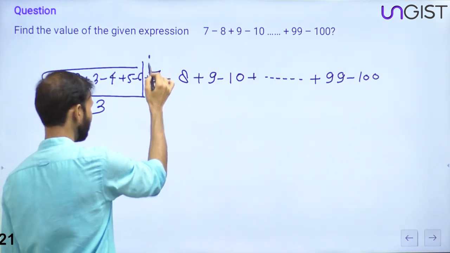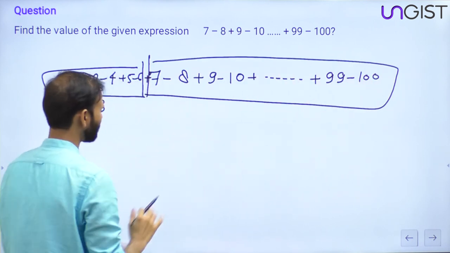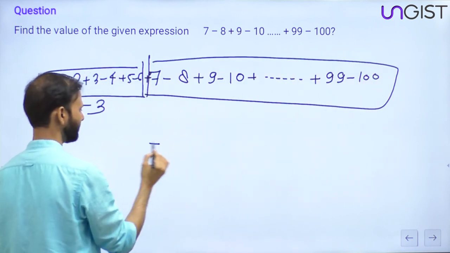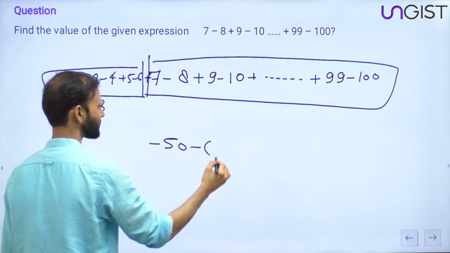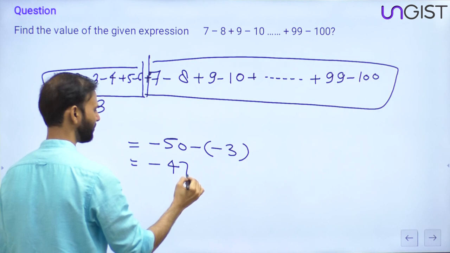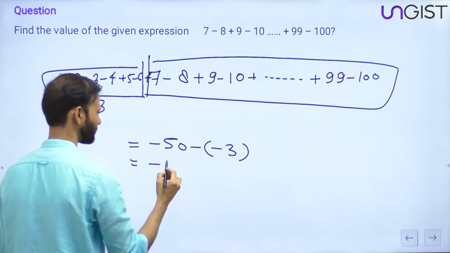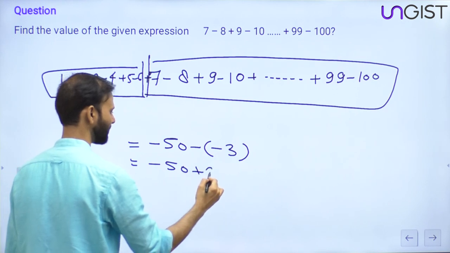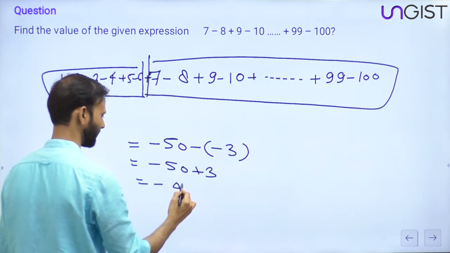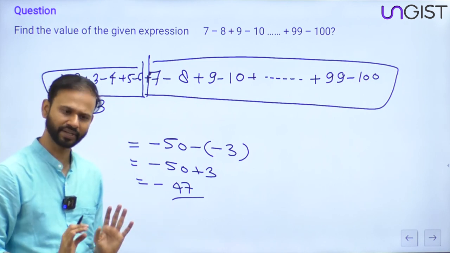There are two processes, I'll be telling you both. So minus 50 minus minus 3, correct? So this is minus 47. Why? Because minus 50 plus 3. So this is minus 50 and this is plus 3. So this is minus 47, correct? So one process is this.